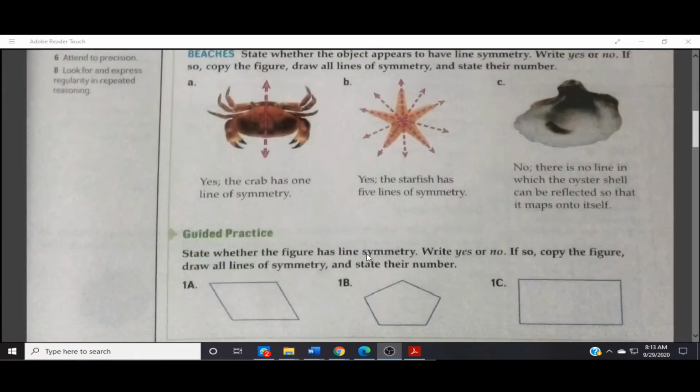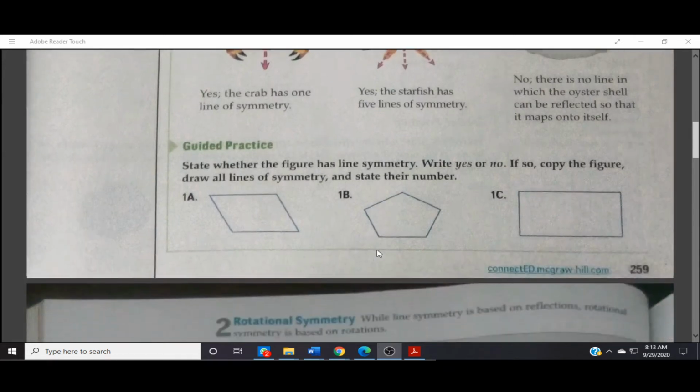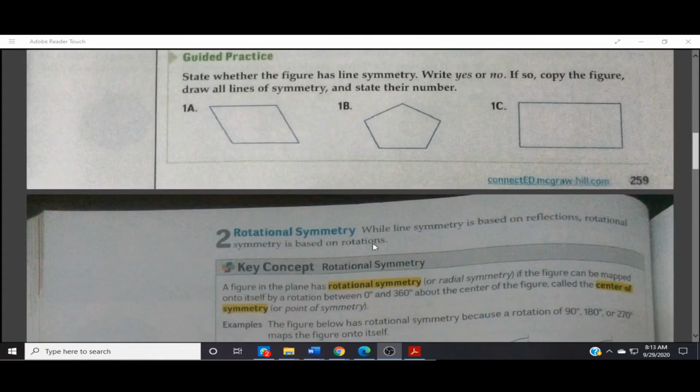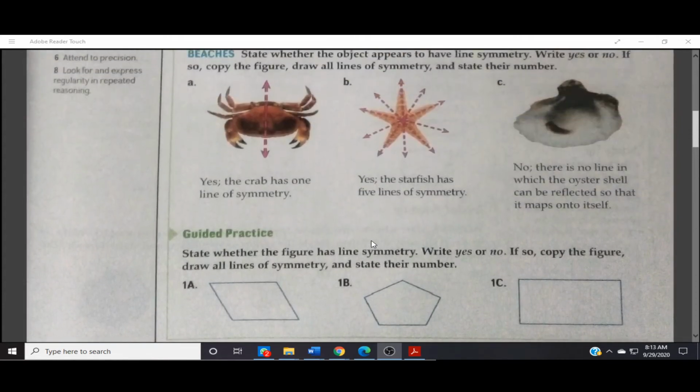So there's a couple of figures. Yes or no, how would you do it? So this has line symmetry, this, this. All right, yes or no, where are the lines? Now the secondary one, so there's going to be a worksheet.